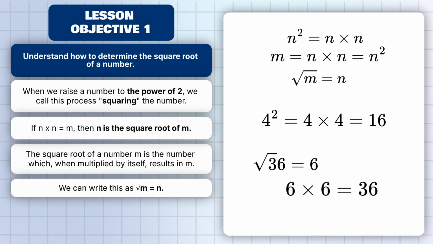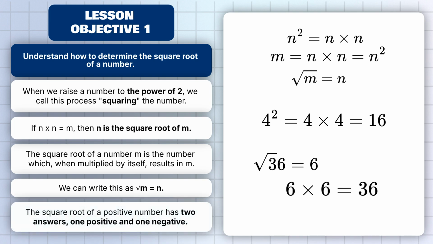Importantly, as we will learn in future lessons, the square root of a positive number actually has two answers, one positive and one negative. So the square root of 36 is 6, but also minus 6. This is because 6 times 6 equals 36, but so does minus 6 times minus 6, as two negative numbers multiplied together equal a positive number.